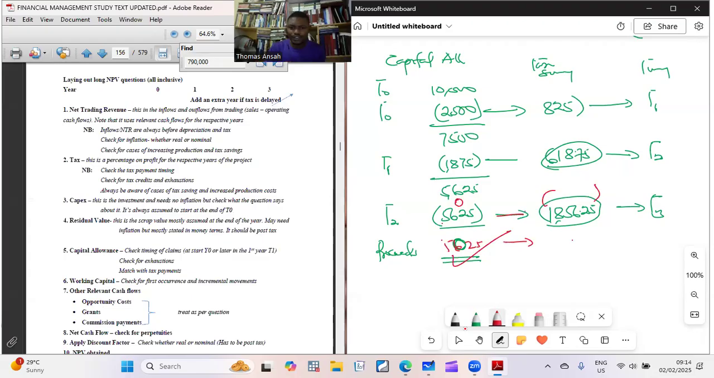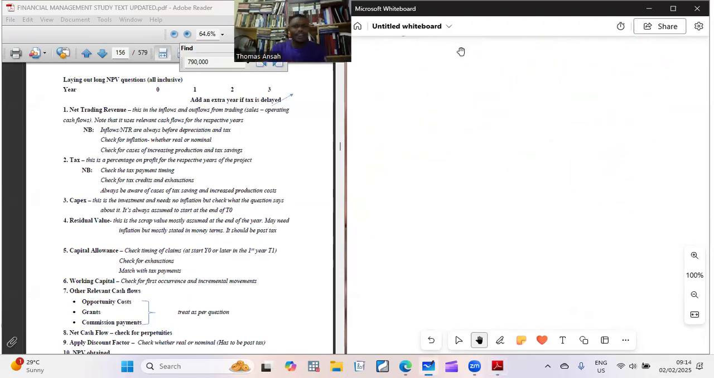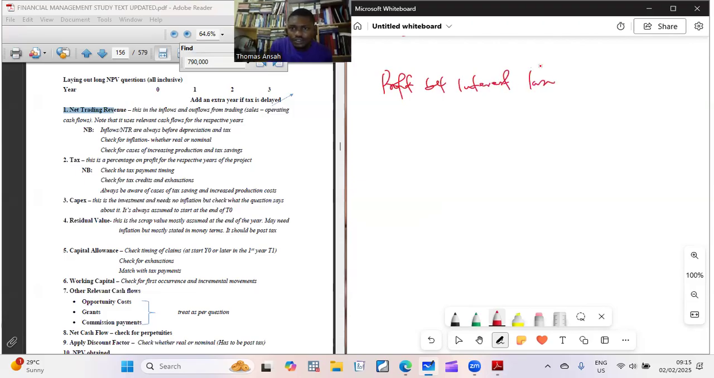Now, this is where I want to end with. If you get a question where everything is inside, how are you going to go about it? Set up your years, your year 0, 1, 2, 3, and please add an extra year if tax is what? Delayed, where you have cases where tax is in arrears, which of course is always so, unless the question tells you that tax is paid in the same year. So find your net trading revenue. We've come to understand that net trading revenue is what? Profit before interest and tax. So tax has not already been deducted. All right. So be careful.